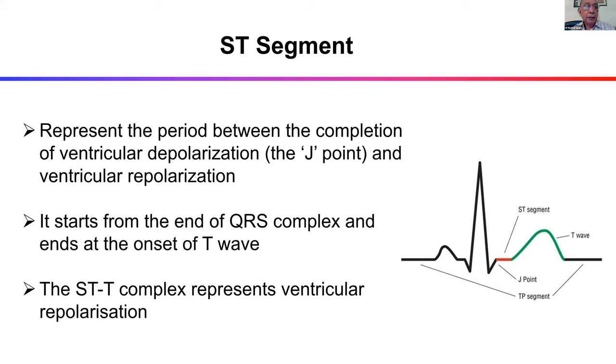The ST segment represents the period between the completion of ventricular depolarization, starting from the J point, to the start of ventricular repolarization. It starts from the end of the QRS complex and ends at the onset of the T wave. The ST-T complex represents the ventricular repolarization. So these are the two components which represent basically ventricular repolarization.